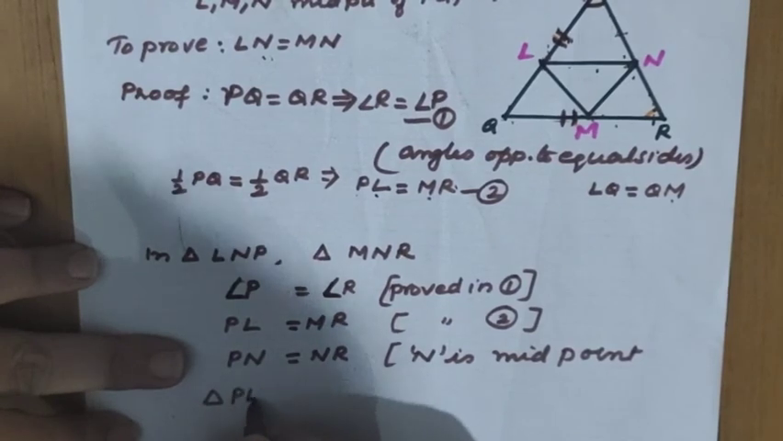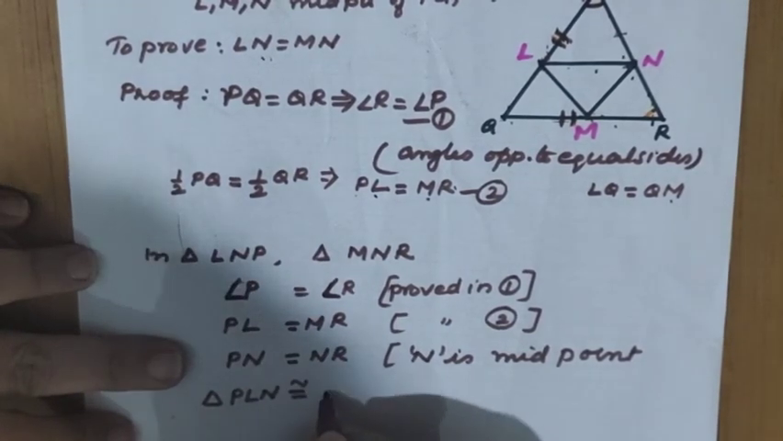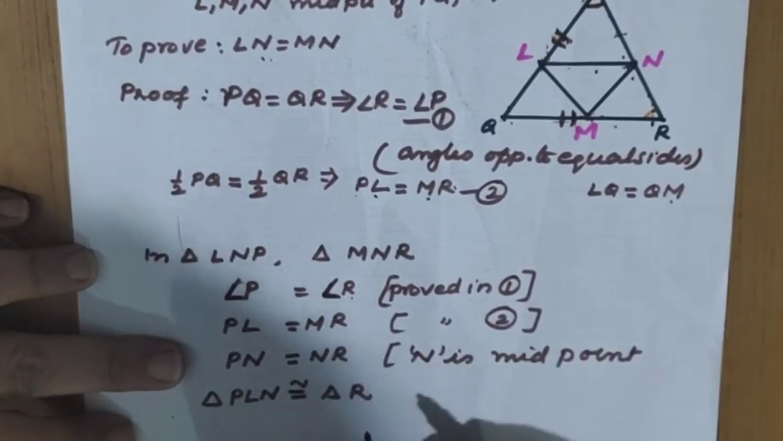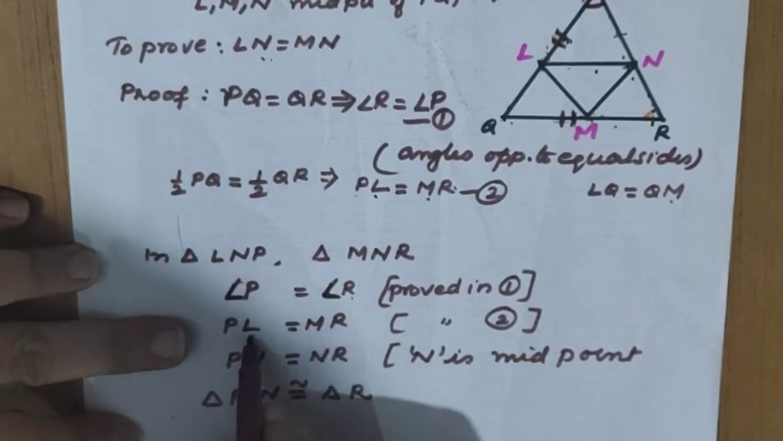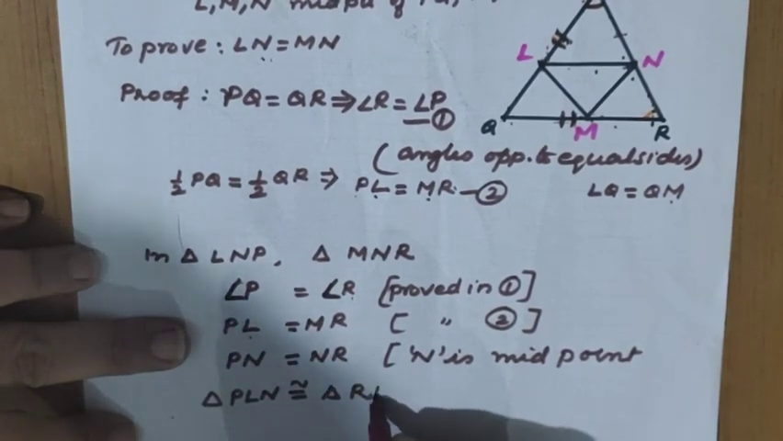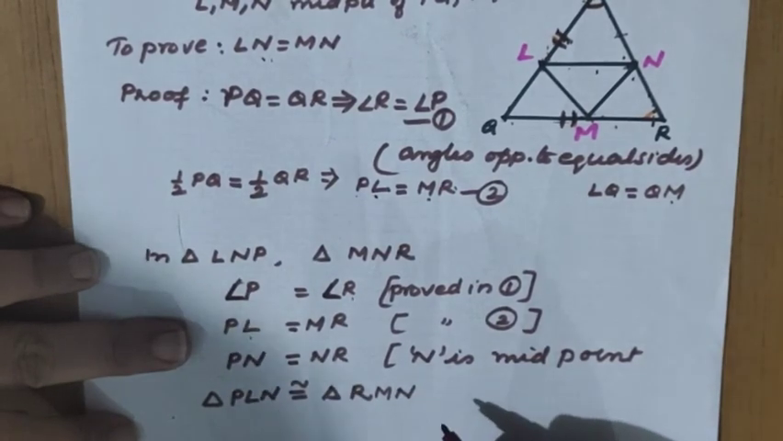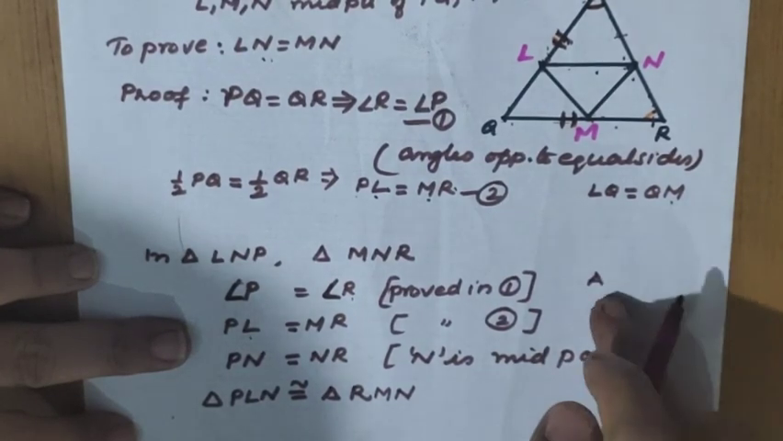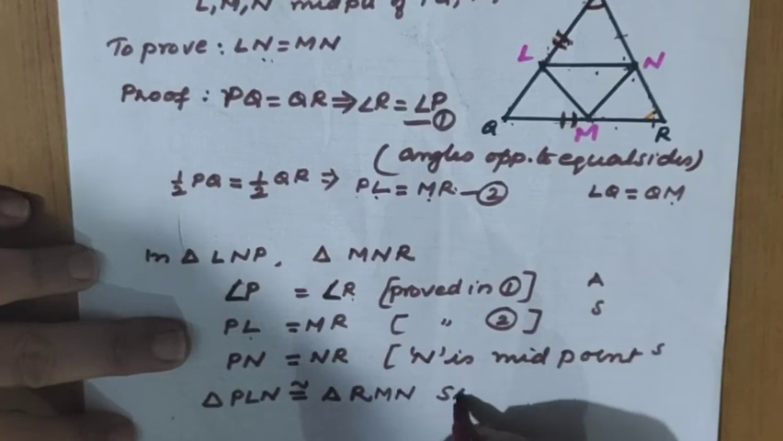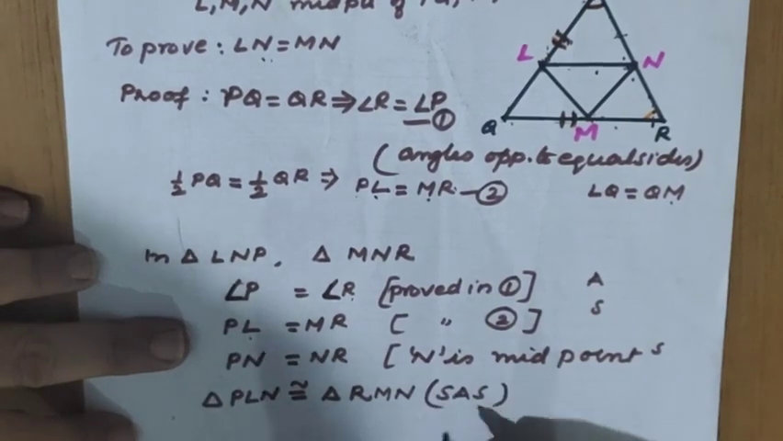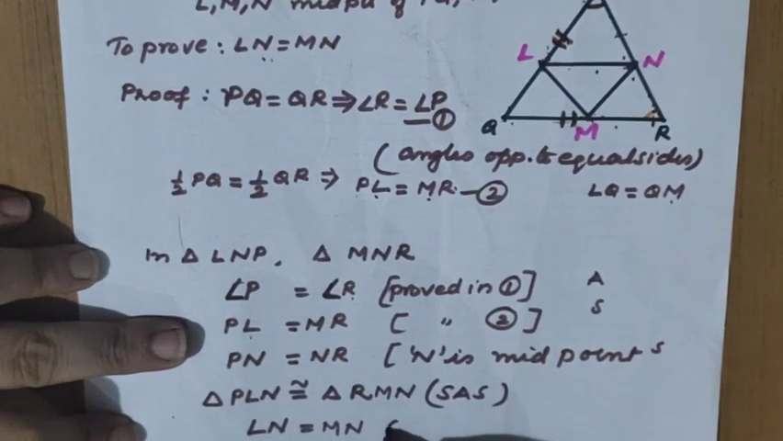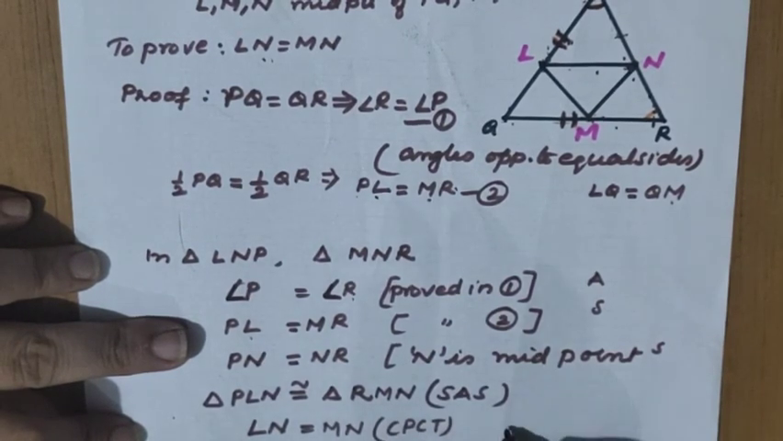So what is the criterion now? Triangle PLN is congruent to triangle. For P, what is the angle? So correspondence is with R only. So for P, R is gone. So for L, it is M only. RMN is the order. Now what is the criterion? This angle is included, here side and here side. So we verified that the angle is included only. So by the SAS criterion, these two triangles are congruent. Now tell me, what is the correspondence of LN side? LN equal to MN by CPCT. So hence proved.